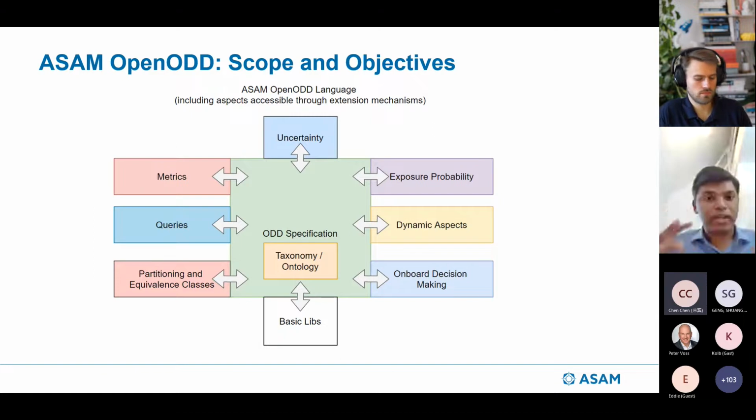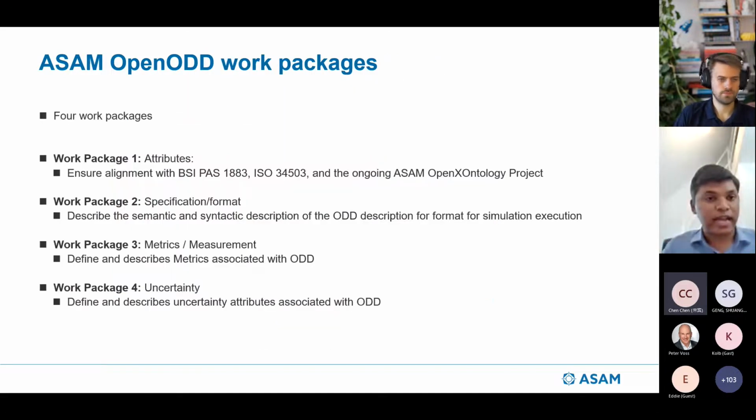So the scope itself is not just the green box. The scope is the green box and all the boxes. But in the first version of our work, we've captured the green box, which is the OpenODD ODD specification, the uncertainty, the metrics, the queries, and the exposure. Now, if we want to do all this, we need to structure the project in a way that all of them happen at the right time.